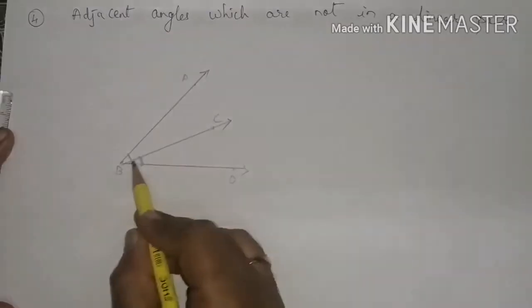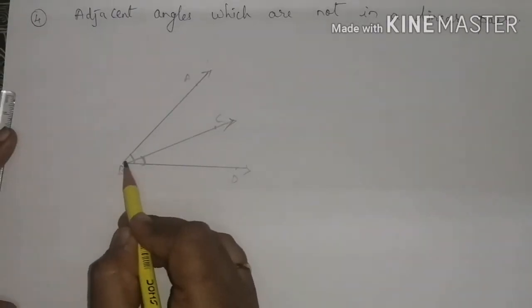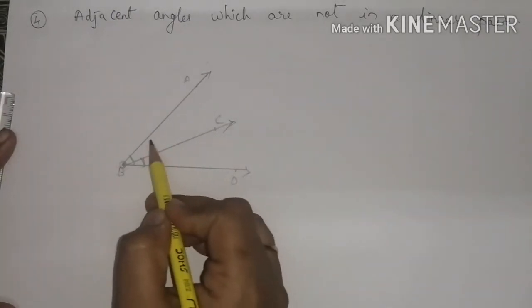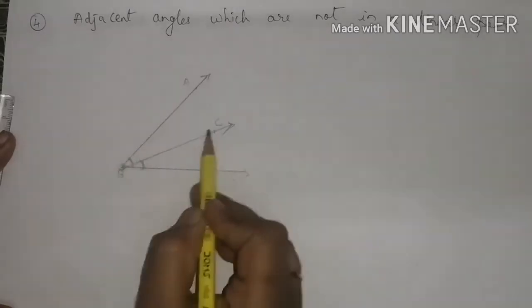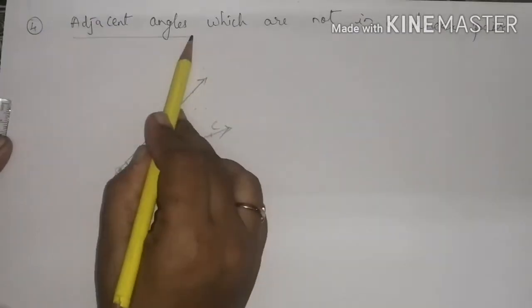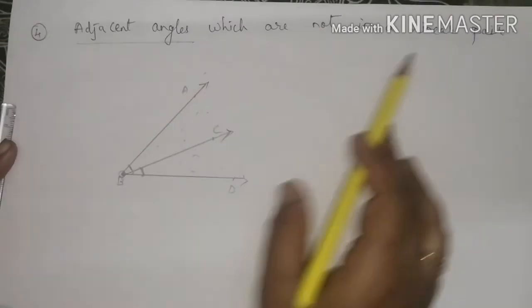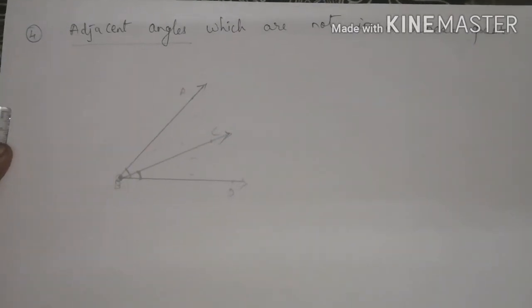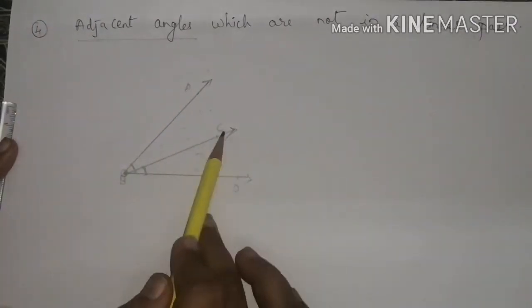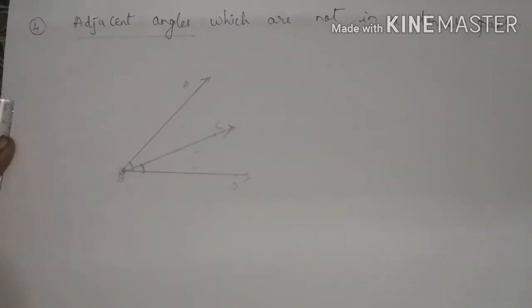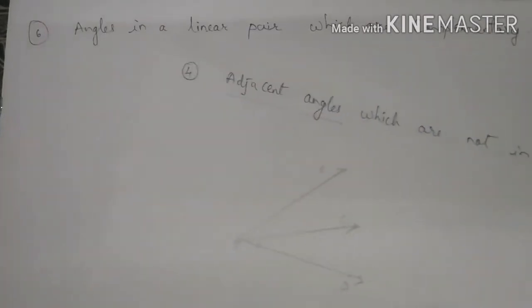Why? Because they have this common arm, they have this common vertex, okay, and their interiors are separate. So angle ABC and angle CBD are adjacent angles, but they are not forming a linear pair because they are not coming on a straight line. So these are adjacent angles, angle ABC and angle CBD. So we have done with the fourth question. Let's move to the fifth question.